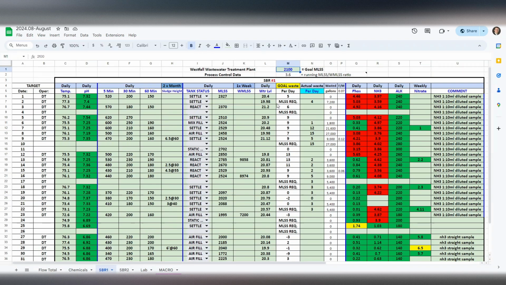And then this goal wasting can vary throughout the season. So how do we know when to vary this goal wasting? The target is set by the manufacturer at 2100. I think it's 2100, 2200. I think it's 2100. But how do we know to move that up? So in the winter, it typically goes up a little bit. In summer, it usually goes down. And that really has to do with the food to mass ratio.